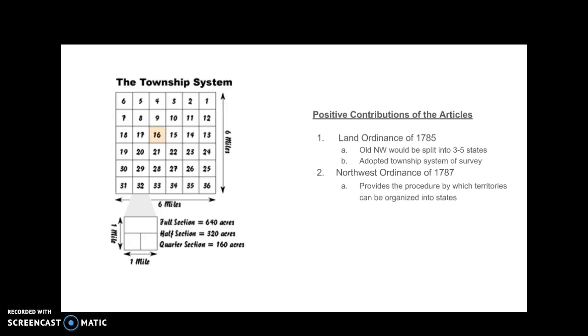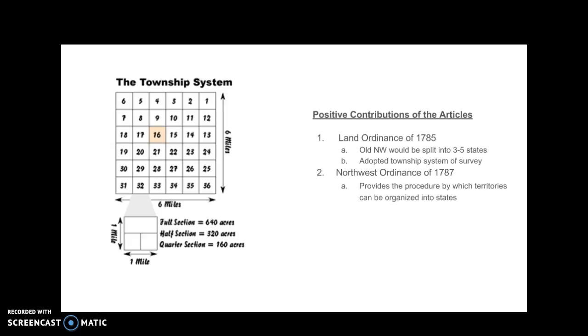But there were some positive contributions that happened under this system of government known as the Articles of Confederation. Number one, they negotiated a peace treaty, the Treaty of Paris of 1783, that ended the Revolutionary War. We forget about that. We don't really give the Articles of Confederation any credit.